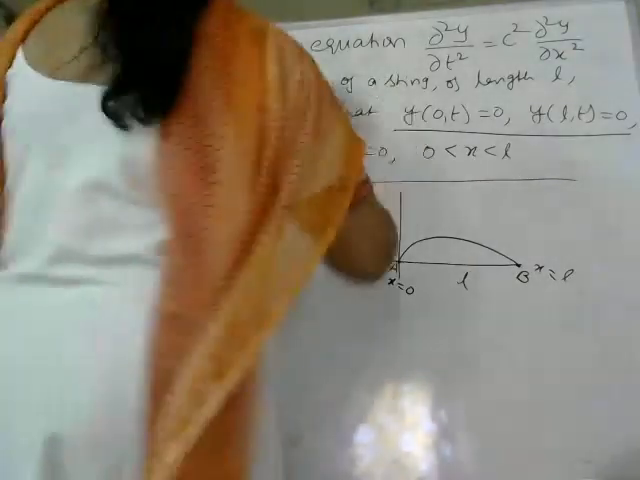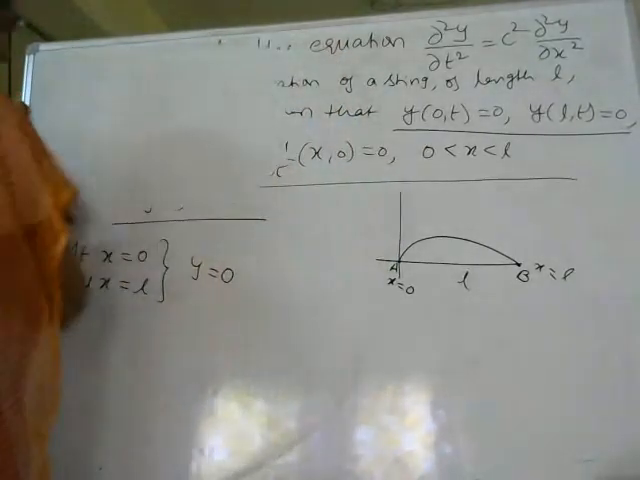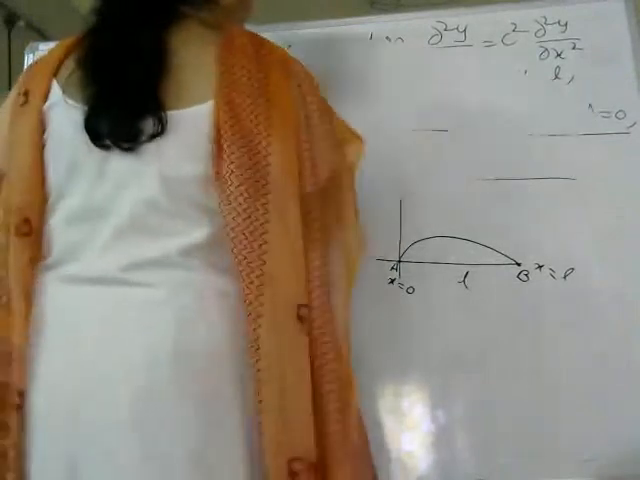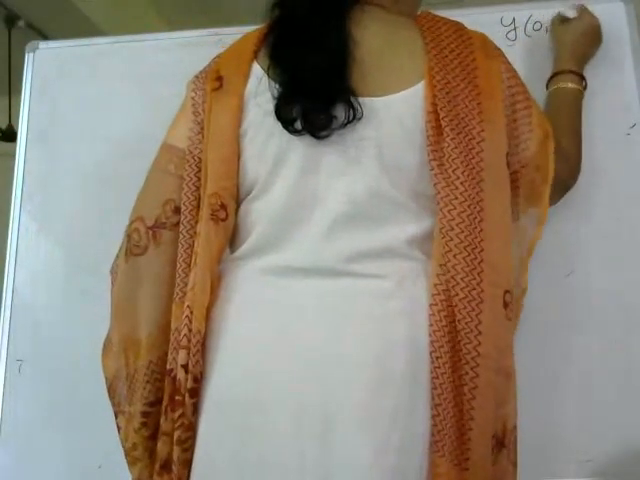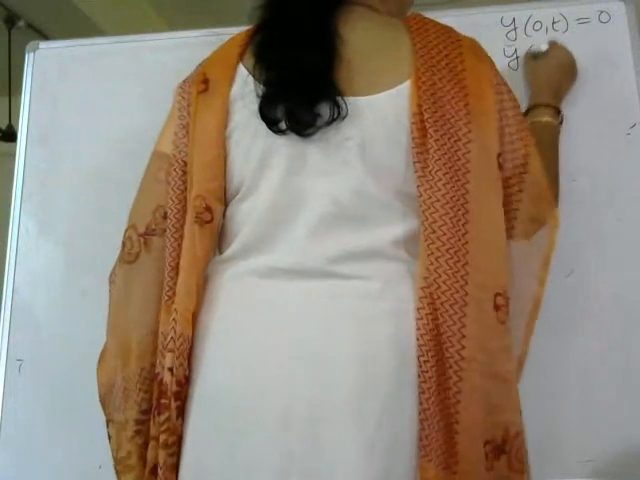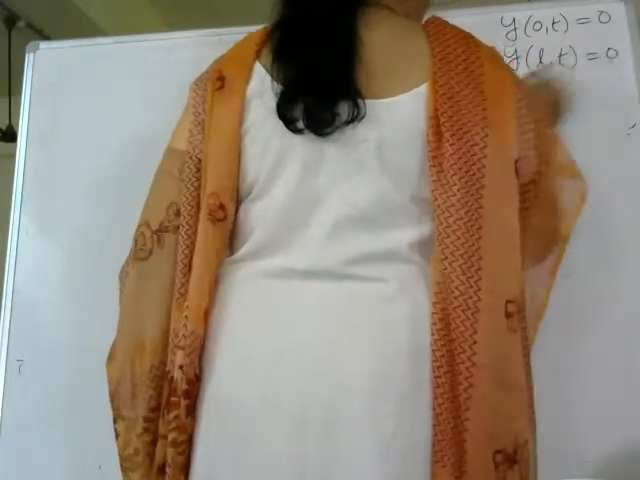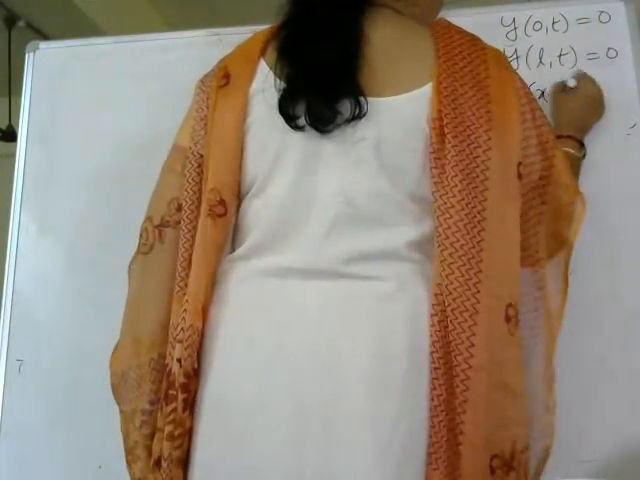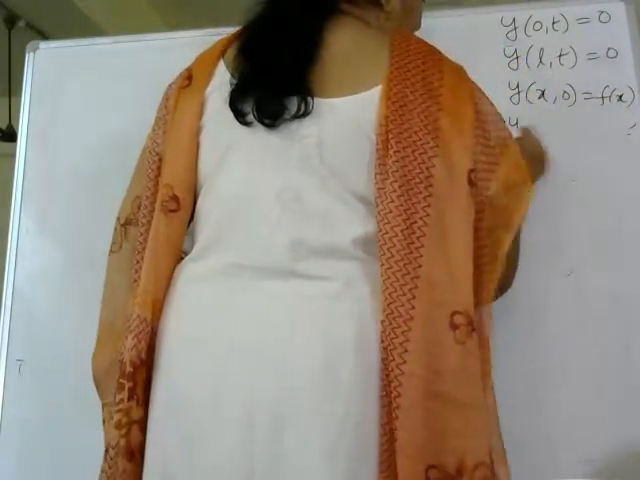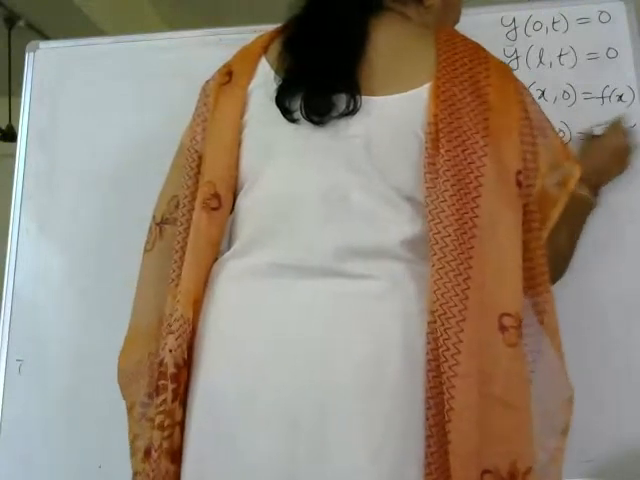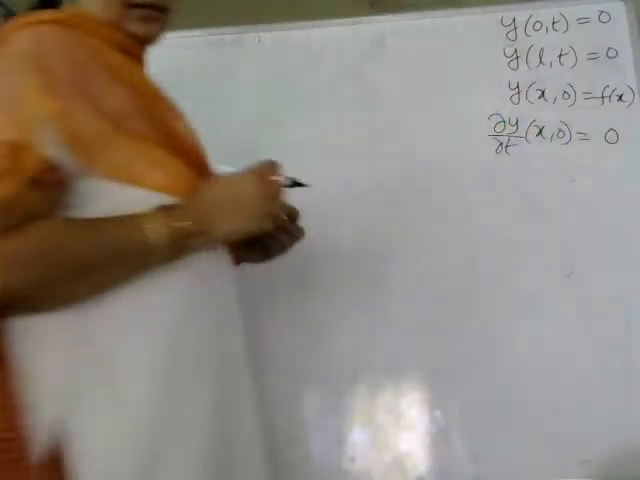Okay. So what I do, I will erase this completely. I will solve it now. Before that, first I'll write down all the conditions here. What are the conditions we have? Y at 0 comma t is equal to 0. Y at L comma t is equal to 0. Y at x comma 0 equals f of x. Dou y by dou t at x comma 0 is equal to 0. So these are the four conditions we have. Do you remember I told you?